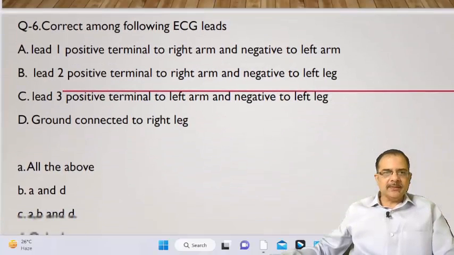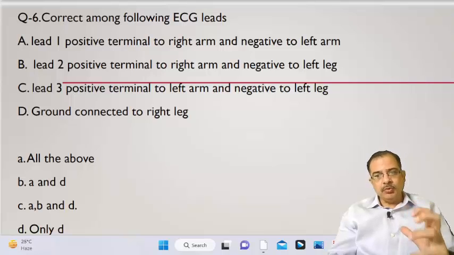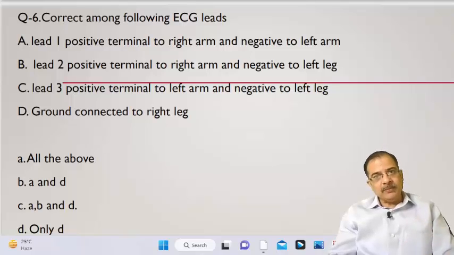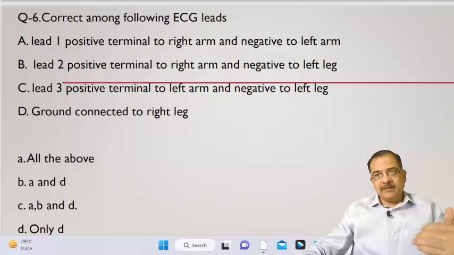Question number 6. Correct among the following ECG lead. And yes, this time the ECG questions were quite a good number. At least 4 questions were ECG based questions, and all of them were new questions, but from the repeatedly asked topics. So your concepts of ECG should be very, very clear. Indeed, these are very simple questions.